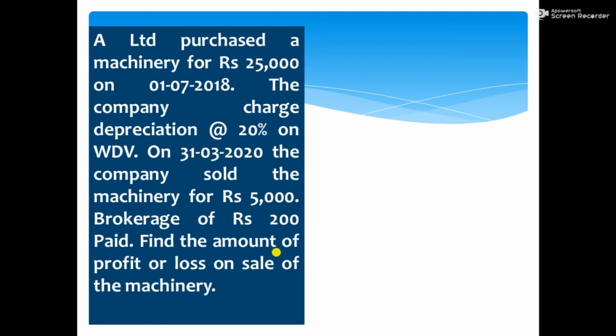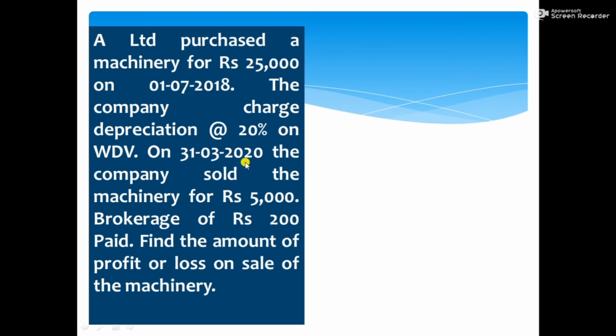The machinery was purchased for rupees 25,000 on 1/7/2018. That means in financial year 2018, the machinery is used only for 9 months. He purchased machinery on 1st July, and therefore July, August, September, October, November, December, January, February, March, 9 months the machinery is used in the first year. In 2019-20, it is used for the full year. The machinery is sold on 31st March 2020. Therefore, the machinery is used for the full year in the second year.